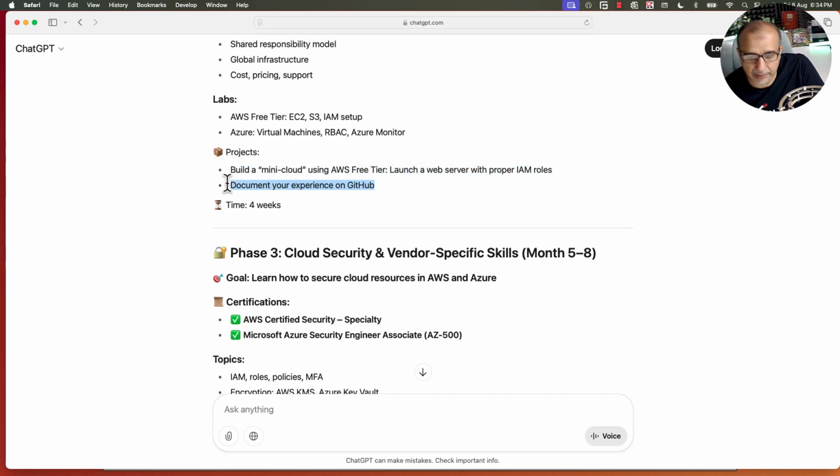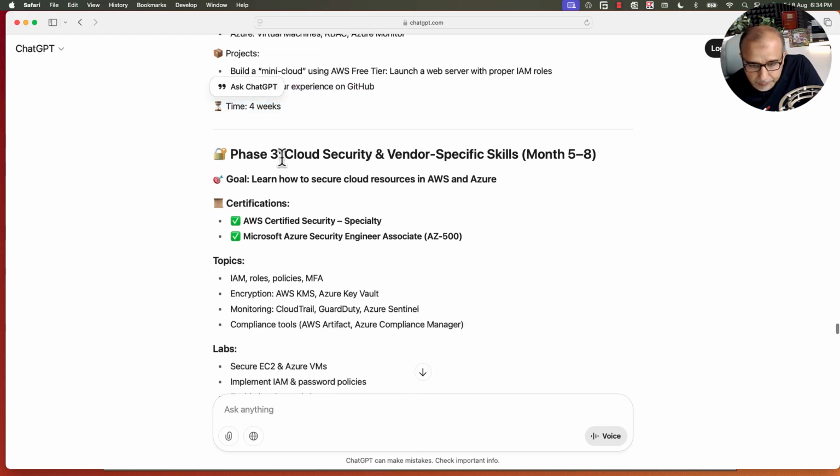Pay attention that here they assume that you know GitHub, but we have included it in the slide in the foundations because I mentioned zero knowledge in IT. So that's a glitch on the AI side. Time is 4 weeks. Phase three, cloud security and vendor-specific skills, months 5, 6, 7, and 8.